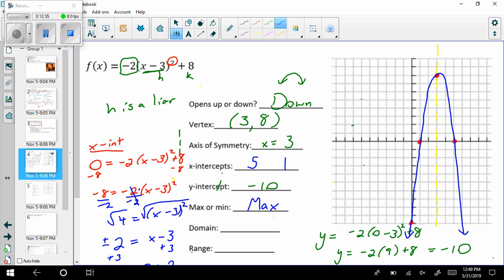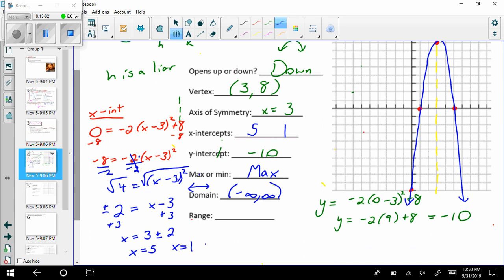And finally, the domain and range. Domain, remember, are the inputs, so we're looking left and right. How far left does my graph go? How far right? You might be tempted to say, oh, from 1 to 5. But because of these arrows, the graph keeps going all the way left and all the way right. So my domain should be negative infinity to infinity. That will always be the domain for parabolas. Always, always, always, always.